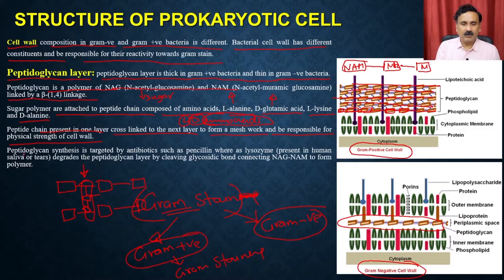And the peptidoglycan synthesis is targeted by antibiotics such as penicillin, whereas lysozymes actually degrade the peptidoglycan layer by cleaving the glycosidic bond connecting the NAG and NAM to form the polymer. So you have two options if you want to destroy the cell wall. You can use antibiotics, which are going to target peptidoglycan synthesis. One of the classical examples is penicillin.